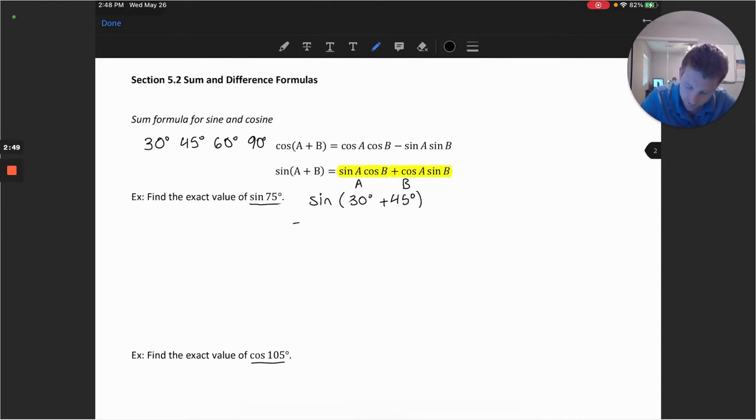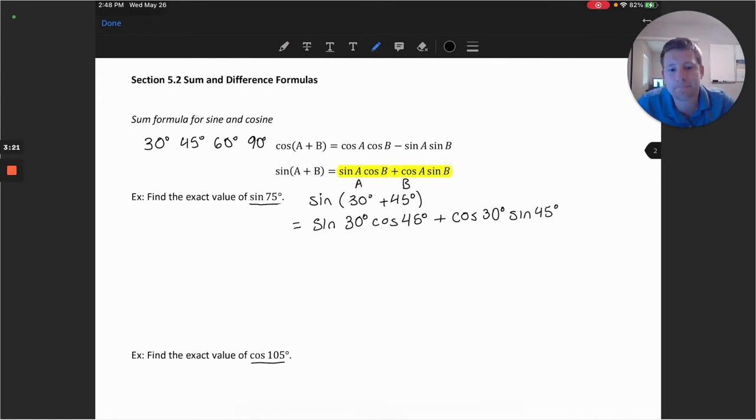We have the following. Sine of A, and that would be the sine of 30 degrees here, cosine of the second angle, 45, and then plus cosine of A, which happens to be 30, and then sine of 45. There we go. So we have all of our components ready to go.